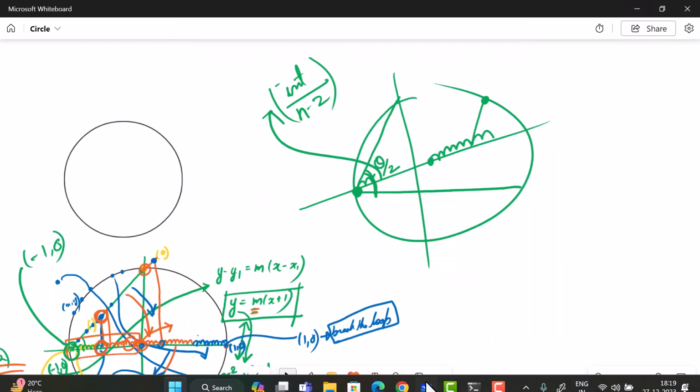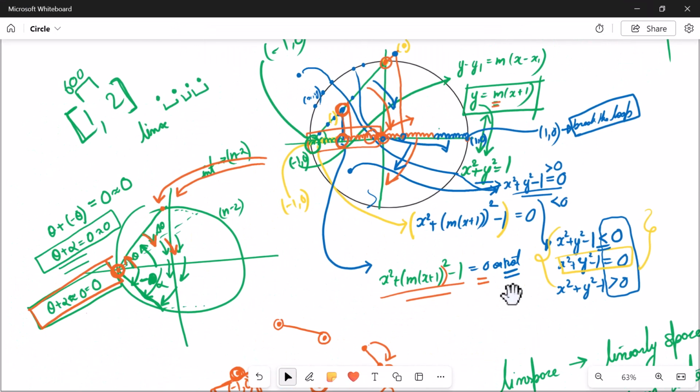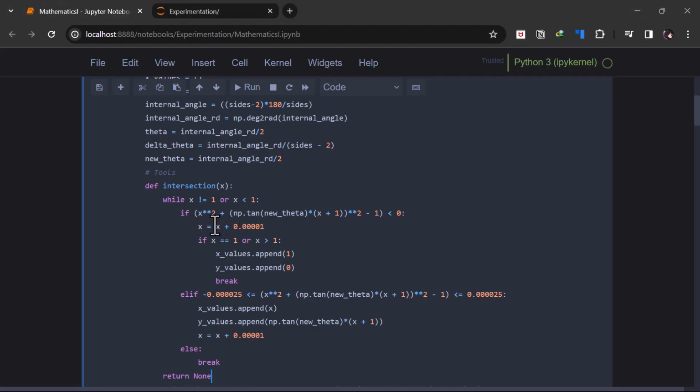And here is that equation that we discussed, if you remember: x squared plus (m times x plus 1) the whole squared minus 1. Here m is nothing but tan theta, the slope, so it's np.tan(theta), times x plus 1, the whole squared, minus 1. As you can see here, we're using the new theta value. We are not disturbing this theta value.